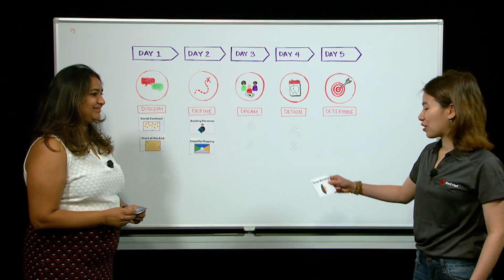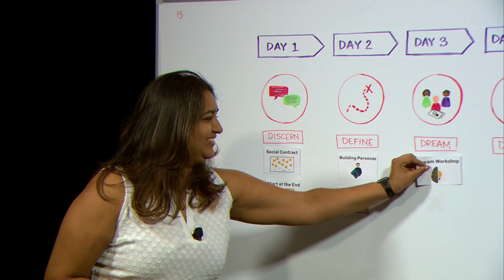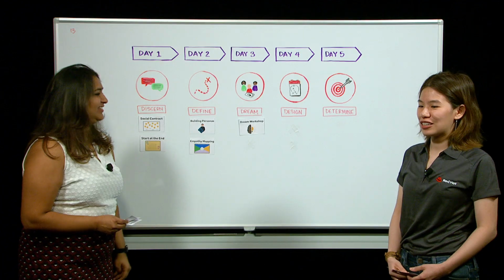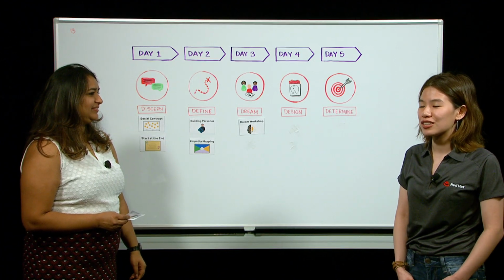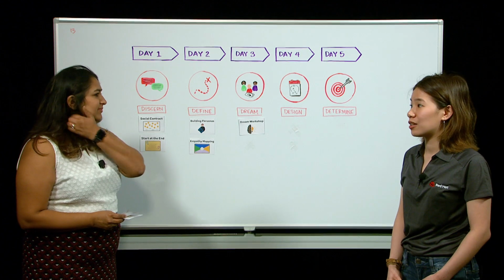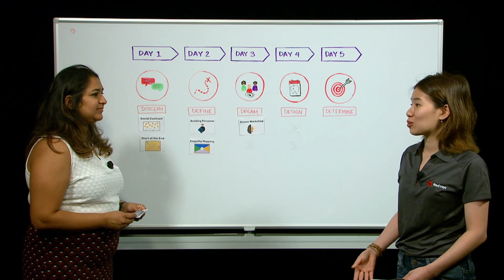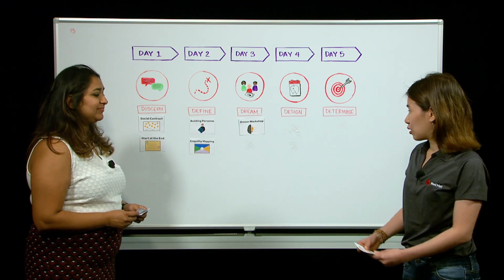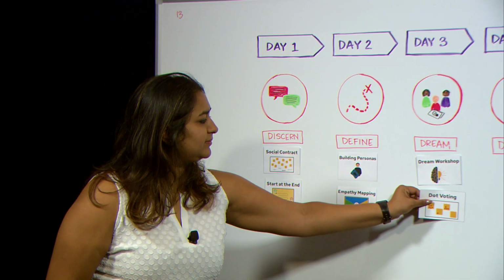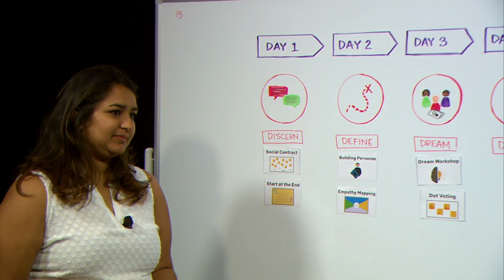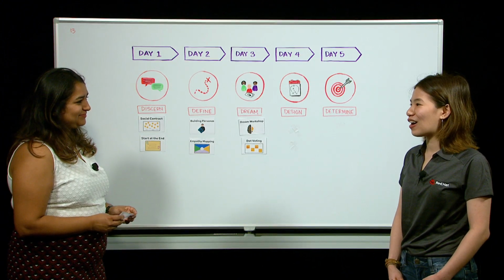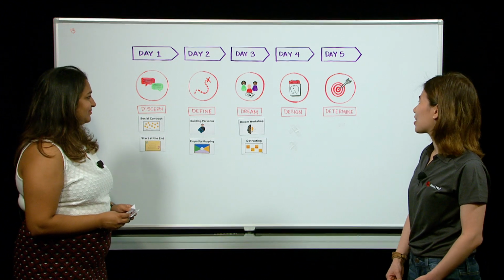Next, we have day 3, our Dream Day. This is where we start with our Dream Workshop. In this Dream Workshop, we individually ideate on solutions. We then come together as a team to share ideas with each other. Then we use dot voting to select out major assumptions and to vote on our best solutions.